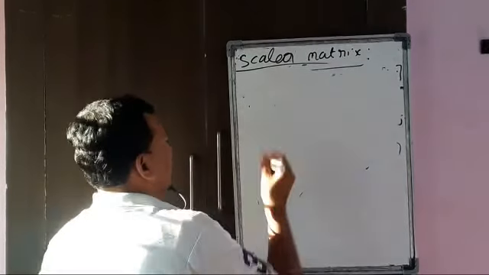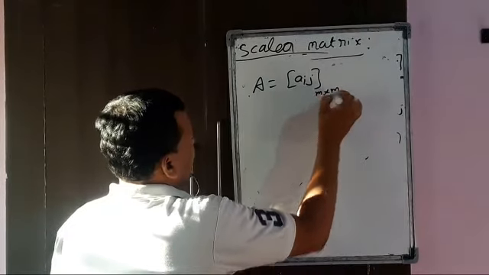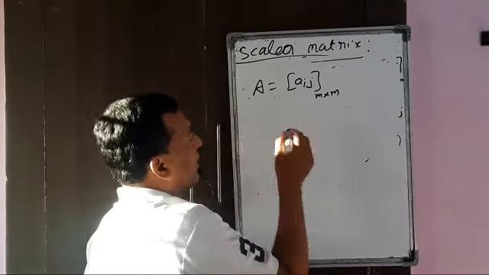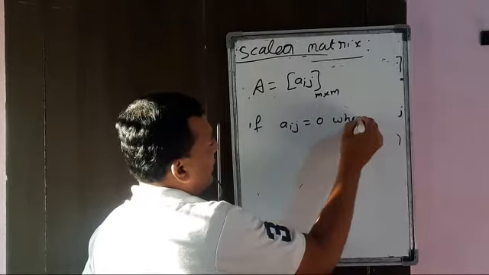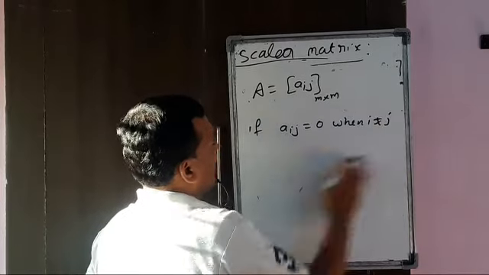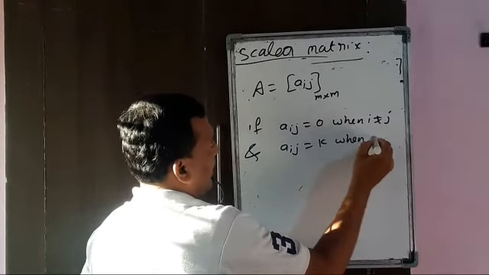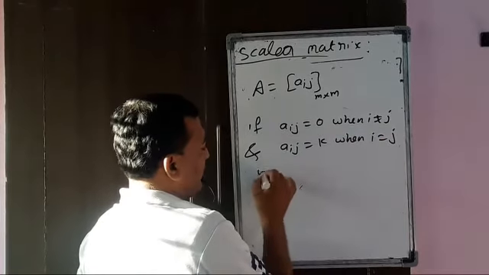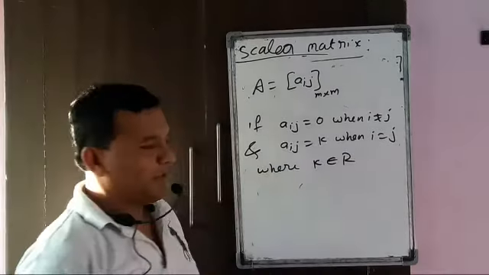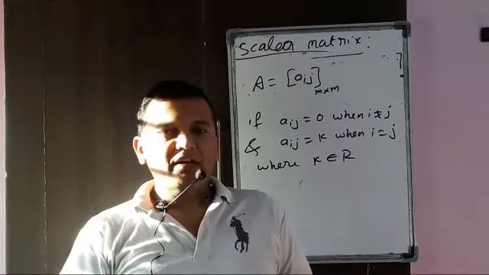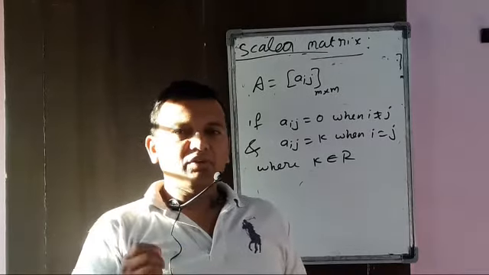That is, a square matrix A equal to [Aij] m cross m is said to be a scalar matrix if Aij equal to 0 when i is not equal to j, and Aij equal to k when i equal to j, where k is some real number. Okay, it means here it is basically a diagonal matrix, but the diagonal elements are all equal. As usual, non-diagonal elements will be 0.